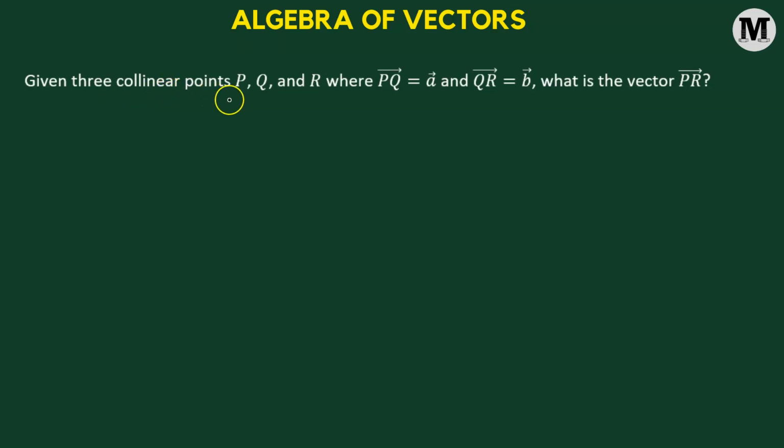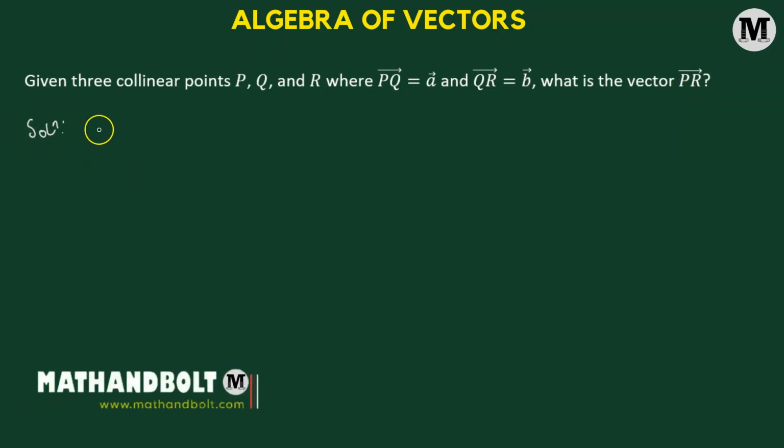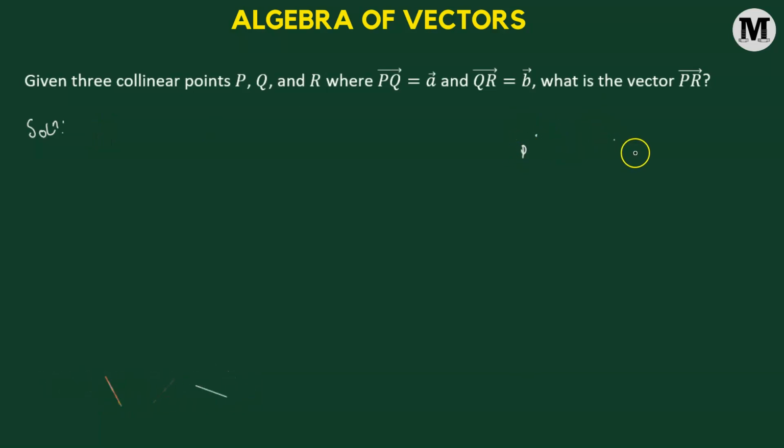Given three collinear points P, Q, and R, where PQ is given by the vector A and QR is given by the vector B, what is the vector PR? Okay, let us begin. Here we will be considering three collinear points: the point P, the point Q, and the point R.